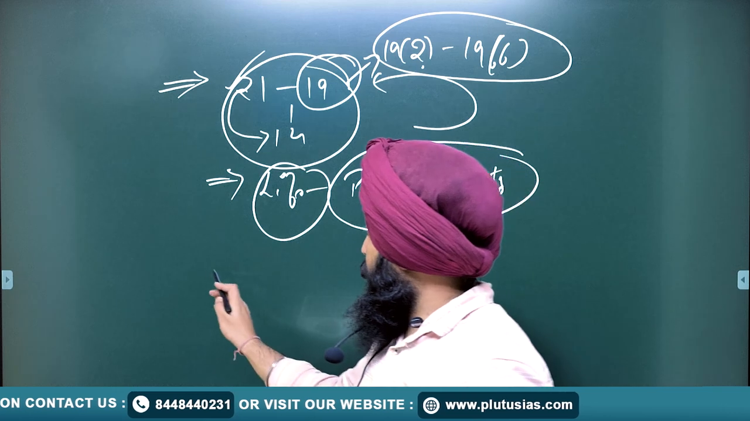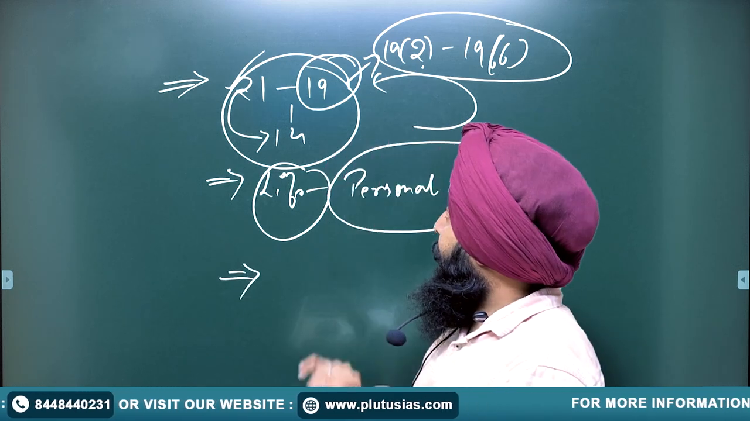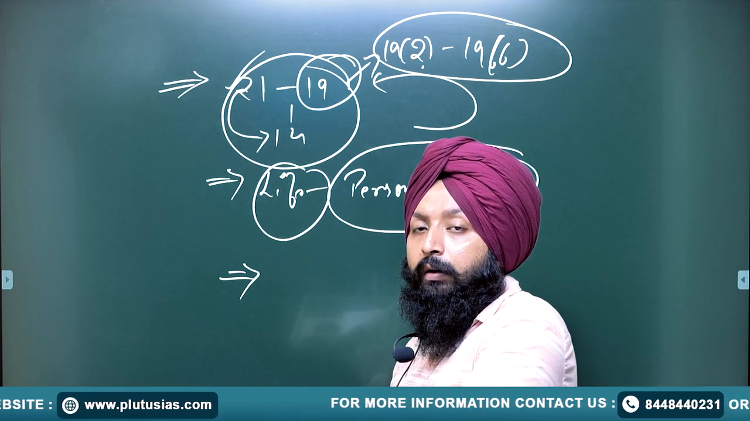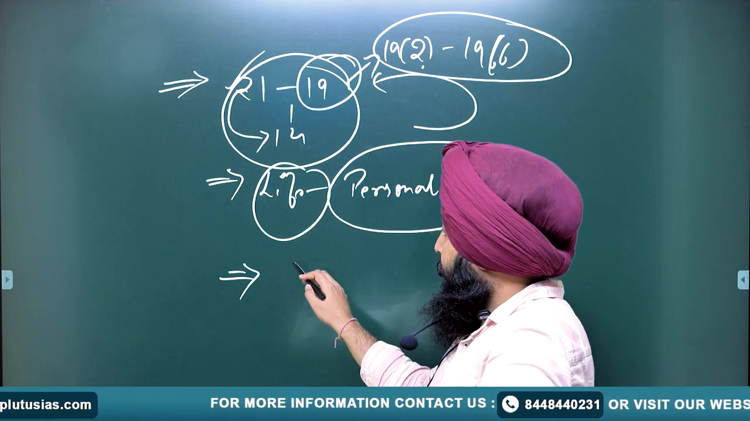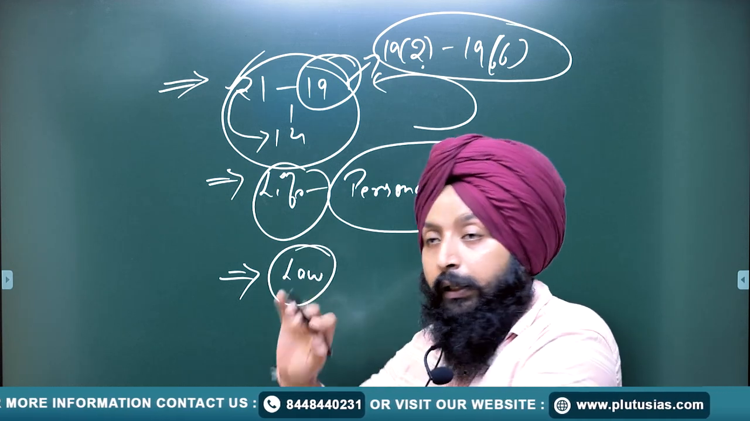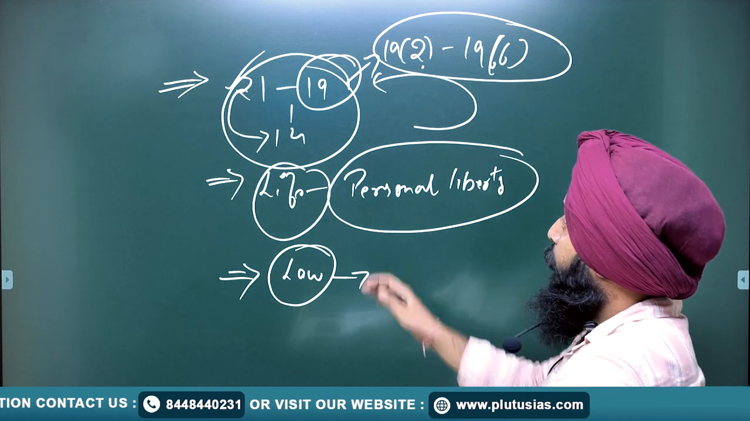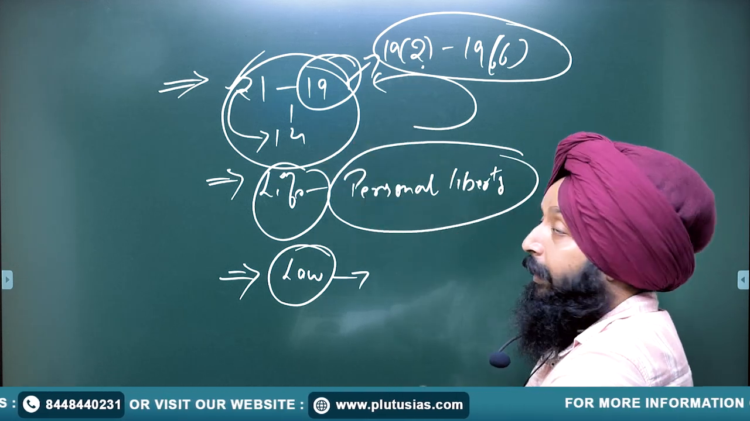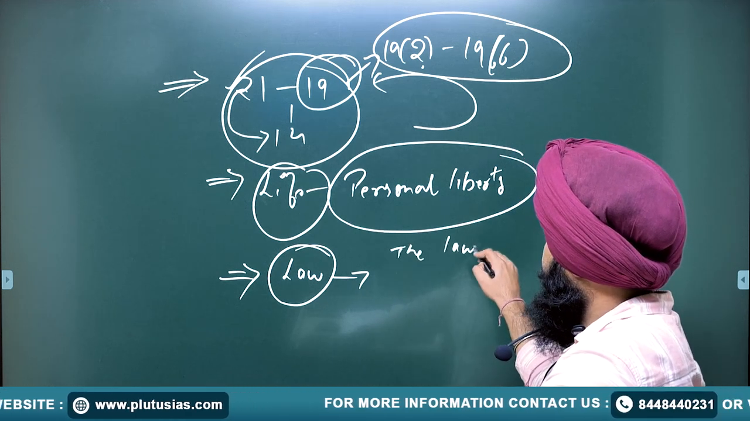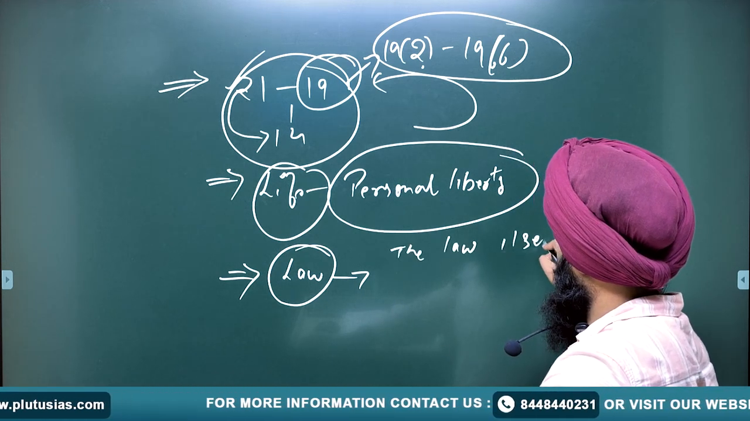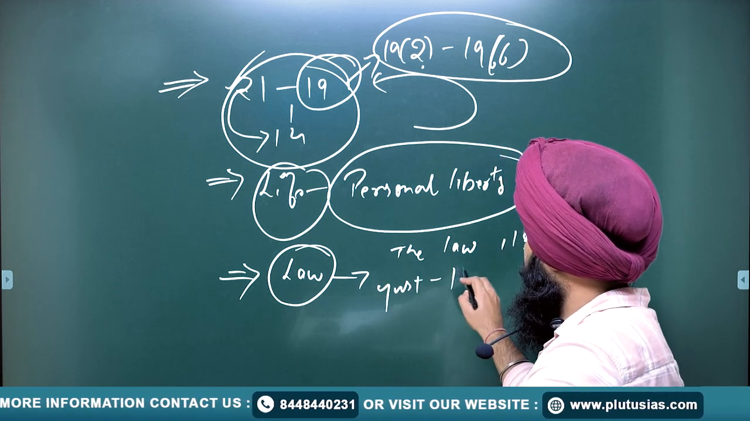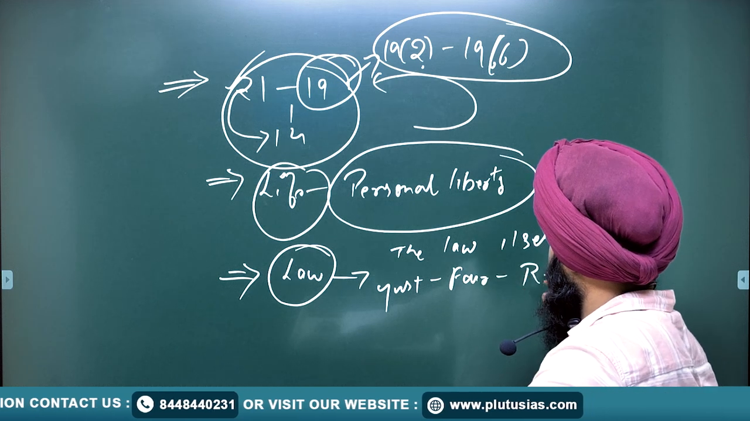Right? So now the court stated, yes, Article 21 provides that a person can be deprived of his life and personal liberty, but the law that deprives a person of his life and liberty, the law itself should conform to Article 19 and Article 14. That means the law in itself should be just, fair and reasonable.